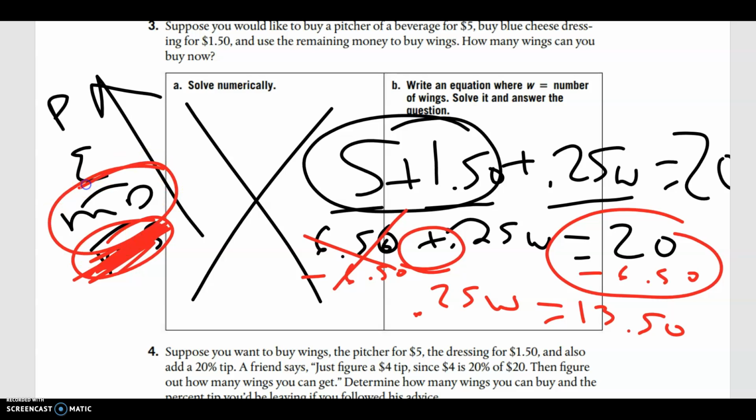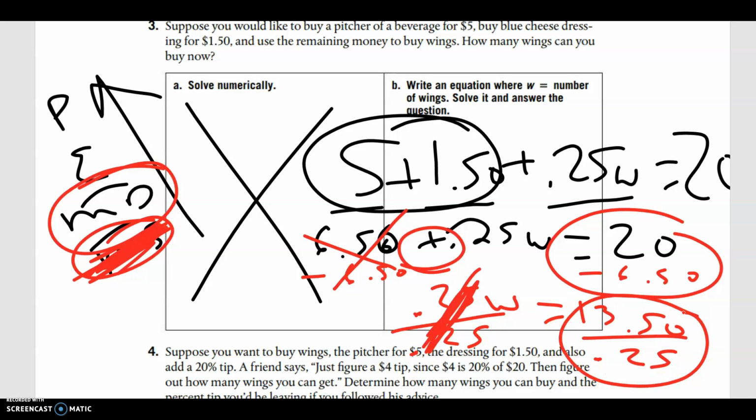All right, so now I'm undoing this. Well, how do you undo multiplying? You do the reverse, which is dividing, or you do the inverse. Divide by 25 cents. So again, these cancel. That is our goal here. And so when I divide, I figure out how many wings, and it looks like on this one I got 54 wings.